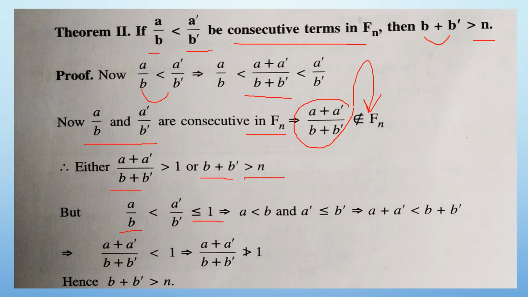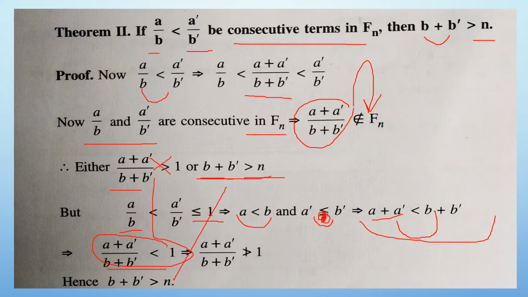It means a is less than or equal to b, and a dash is also less than or equal to b dash. If we add both these inequalities, we will get a plus a dash is less than b plus b dash. So you can remove the equality sign from here. If we take down the denominator, this is less than 1. So this is always less than 1 because it is a median between two fractions. So this condition does not hold. So the only condition that will hold is this: b plus b dash is greater than n.